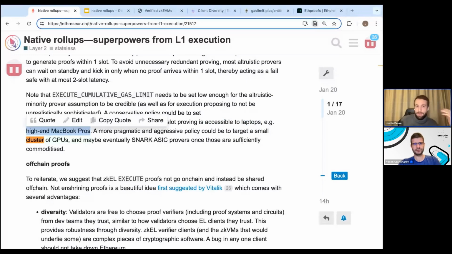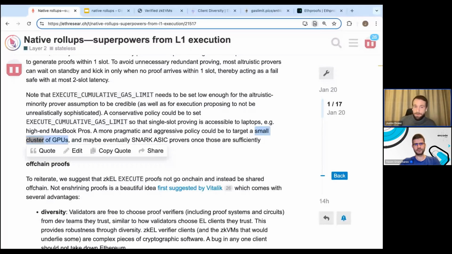I think a more pragmatic and aggressive strategy would be to target a small cluster of GPUs. So I believe that the Succinct turbo numbers come from a cluster of GPUs, maybe on the order of 100 GPUs. 100 GPUs sounds quite high. I don't know, maybe a smaller number of GPUs is acceptable. But the important thing here is that we only need one person in the world to do this. So technically speaking, it's an honest minority assumption or an altruistic minority assumption.